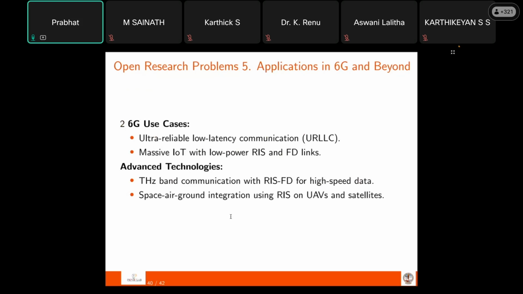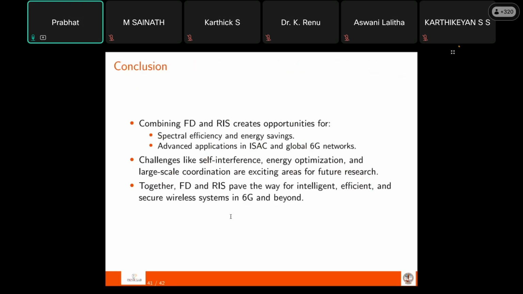And then there is a lot of research going on in the terahertz band for exploring terahertz band communication, and it is one of the potential technologies for next generation communication systems. So we can use RIS there for improving the signal efficiency, signal strength. And then for UAV-like situations, RIS is already being exploited, at least theoretically, whether we can get better performance of UAV assisted systems or not. So these are few open research problems.